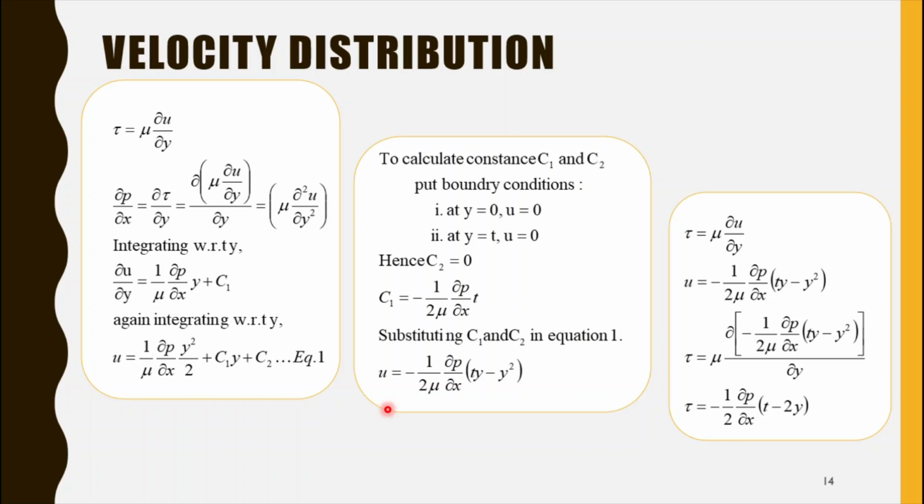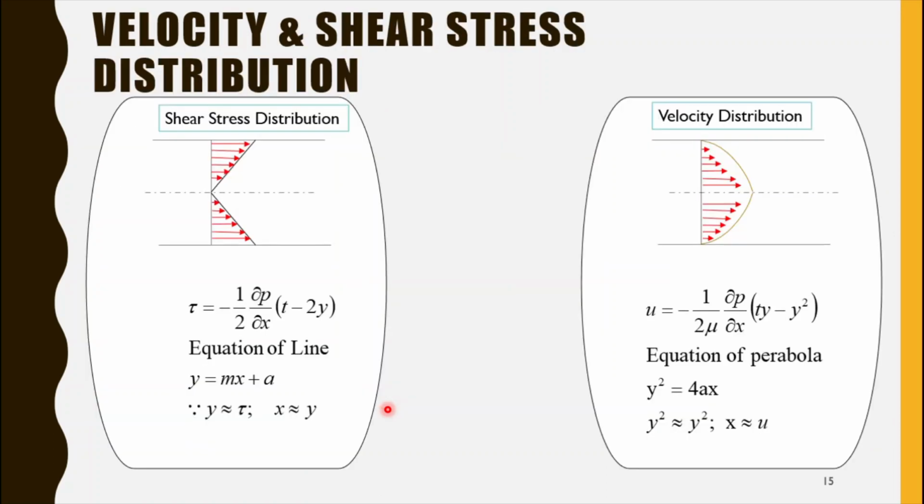Understood? Now let's move on to the next topic, that is velocity and shear stress distribution. We have already calculated shear stress is equal to minus 1 by 2 del p by del x (t minus 2y). Again, let's compare it with the equation of a line, y is equal to mx plus a. So tau is equivalent to y and y is equivalent to x. This equation also represents an equation of a line, so our shear stress distribution will become linear.